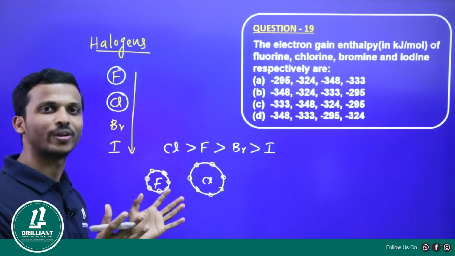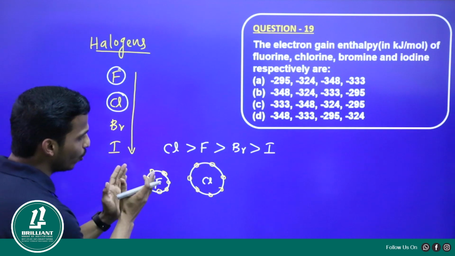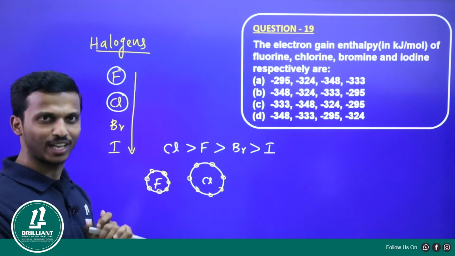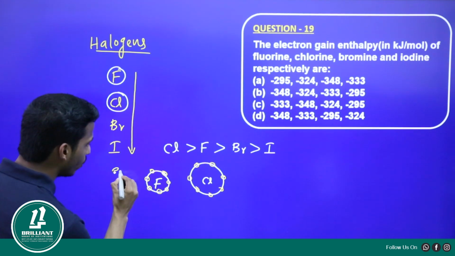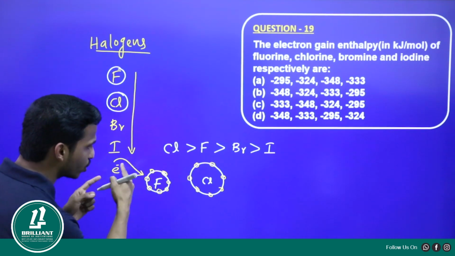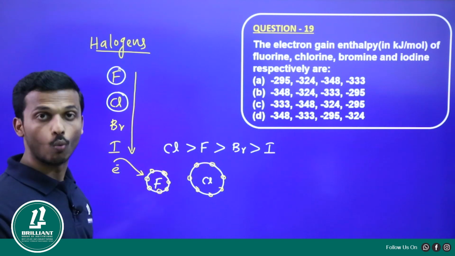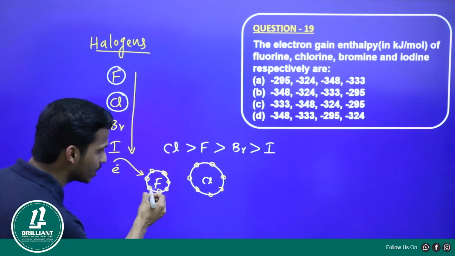That is called electron gain enthalpy. Students, fluorine is highly electronegative in nature. It has a tendency to accept electrons. But when you add one extra electron to the outermost shell, it will repel. Why? Because the size is already very small.